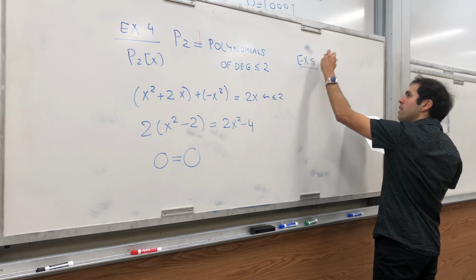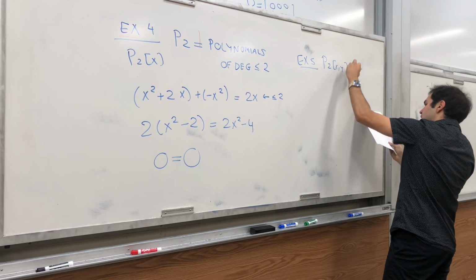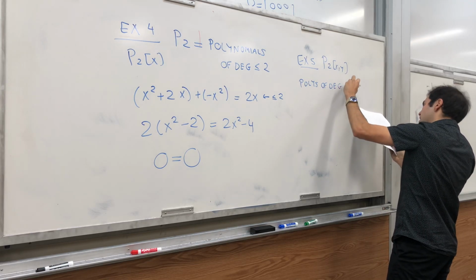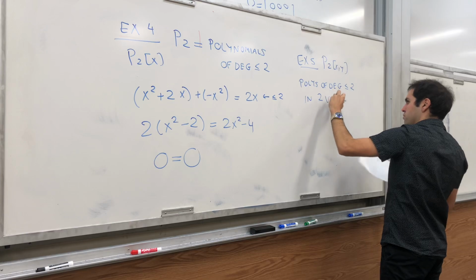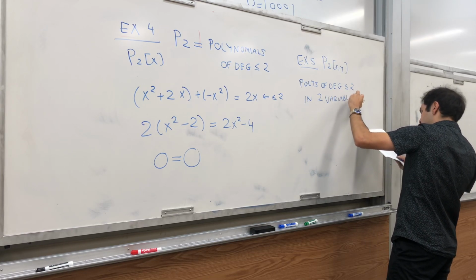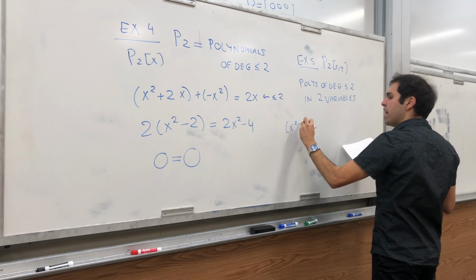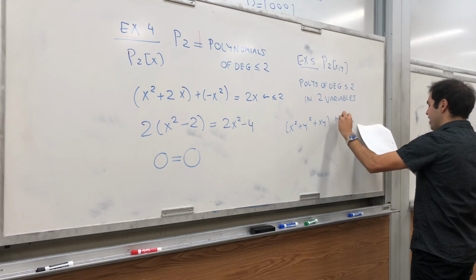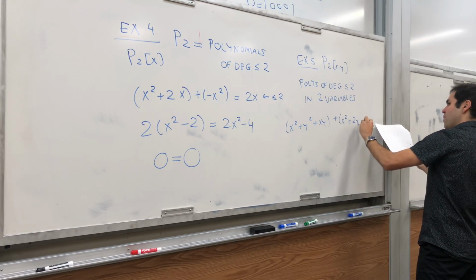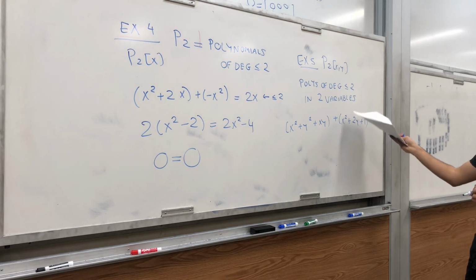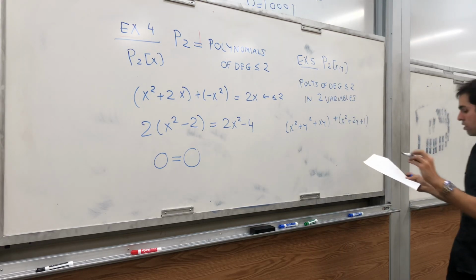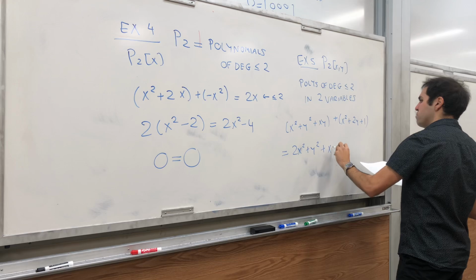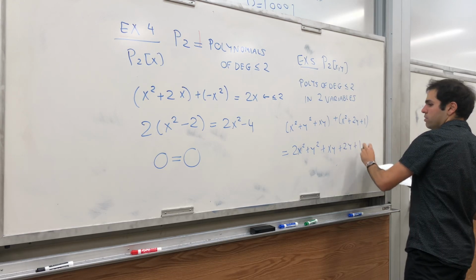So take example 5, P2(x,y), which is polynomials of degree less than or equal to 2 in 2 variables. Because indeed, if you, for example, take x squared plus xy plus y squared, and you add it to x squared plus 2y plus 1, so it's a polynomial of degree less than or equal to 2 in 2 variables, you still get a polynomial of degree less than or equal to 2 in 2 variables, xy plus 2y plus 1.